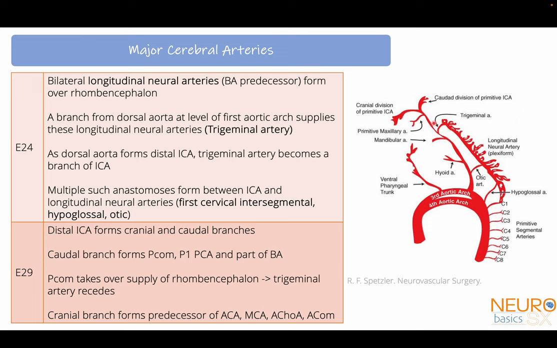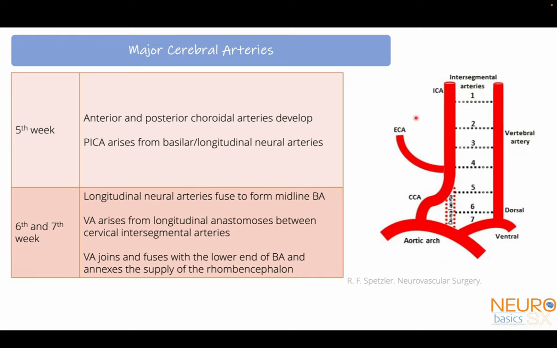Okay, then this ICA primitive structure will end up forming a cranial and a caudal ramus. So the caudal branch will give rise to the posterior communicating artery, the P1 PCA, and part of this basilar artery. As this PCOM takes over, these other anastomoses will disappear. Okay, and then the PCOM only will stick. The cranial branch, on the other hand, forms the ACA, MCA, anterior choroidal, and anterior communicating arteries. In the fifth week, the anterior and posterior choroidal arteries develop, and the PICA starts to arise from the basilar or longitudinal neural arteries.